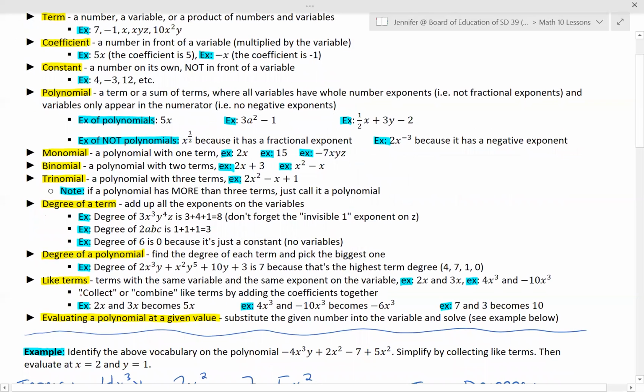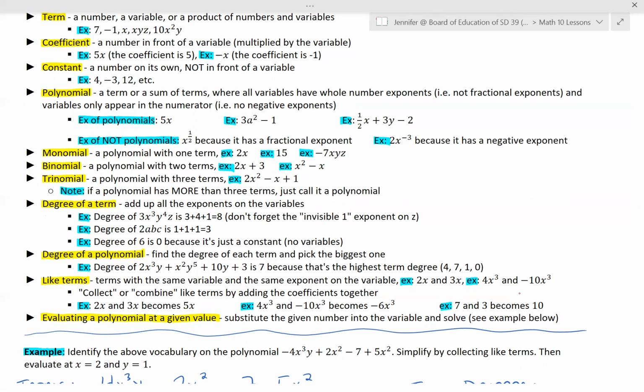Next, we have like terms. These are terms with the same variable and the same exponent on the variable. So 2x and 3x are like terms. 4x cubed and -10x cubed are also like terms. Other examples would be any constants. Those are like terms with each other. So 1, 2, 7. But reminder, they have to have the same variable and same exponent on the variable. So like 2x and 2y are not like terms because they have different variables.